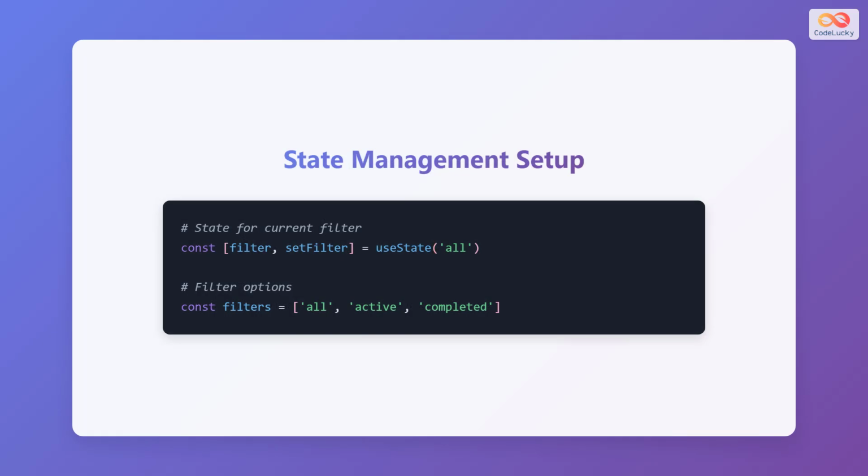To manage our filter, we'll use the useState hook. We declare a state variable called filter and a function setFilter to update this variable. Initially, the filter state is set to all. We also define an array named filters, containing all possible filter options: all, active, and completed.